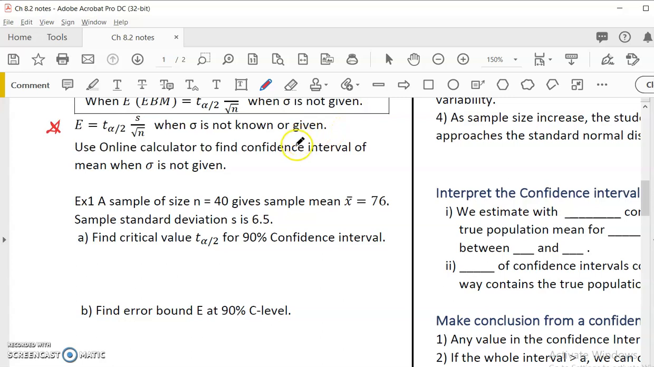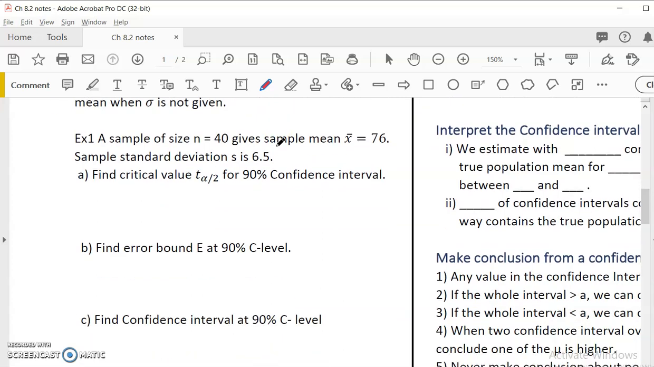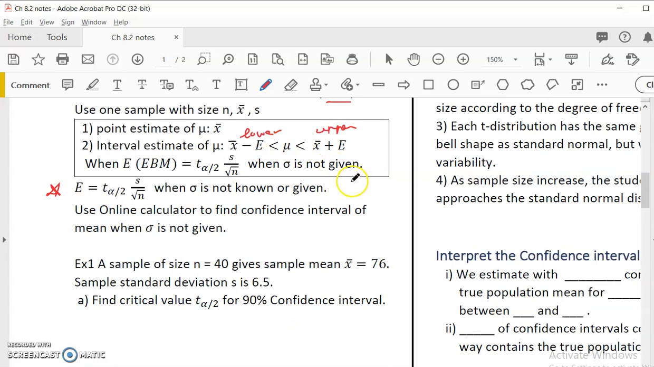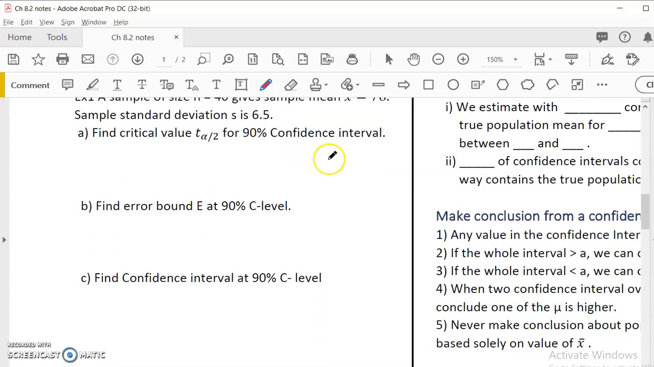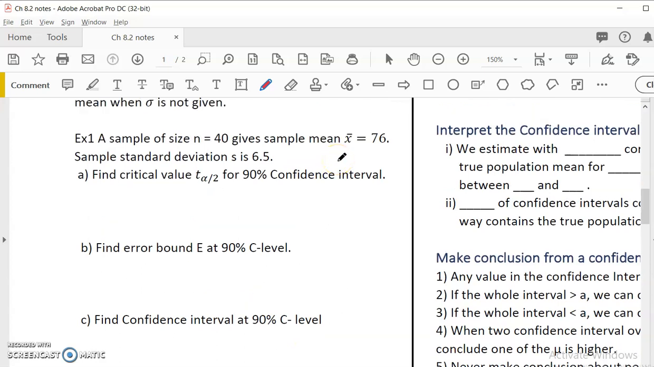You can also use an online calculator to find the confidence interval, but before we go over that, let's look at how we can calculate by hand once. We have a sample size of 40, which guarantees that x bar is normal. The sample mean is 76. The sample standard deviation is 6.5, but no sigma, so we must use T. What's the critical value for a 90% confidence interval?